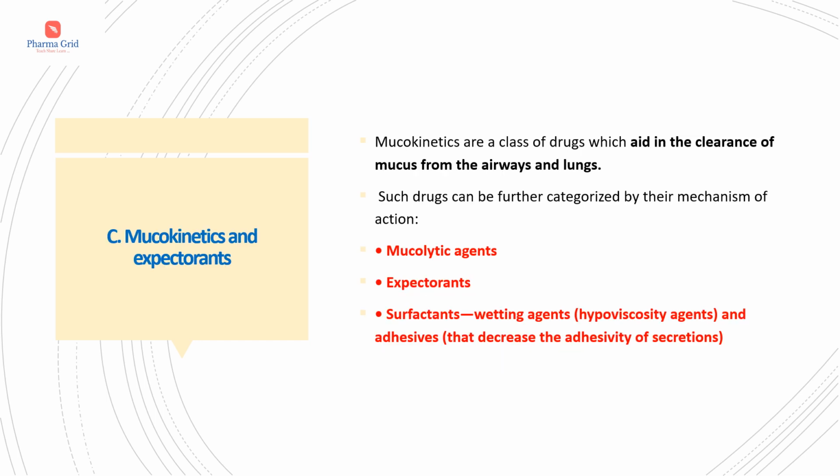So the next category of drugs that can be used for the treatment of cough is mucokinetics and expectorants. Mucokinetics are a class of drugs which aid or help in the clearance of mucus from the airways and lungs. Such drugs can be further categorized by their mechanism of action into mucolytic agents, expectorants and surfactants. Surfactants are also known as wetting agents.